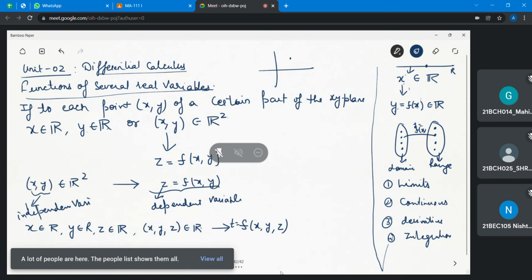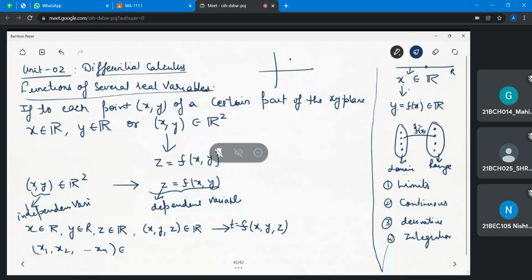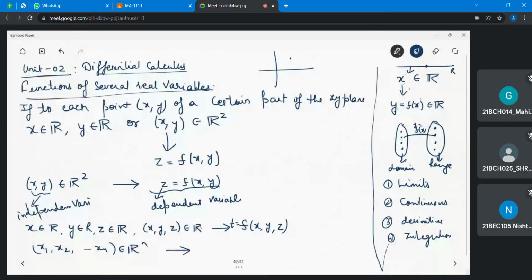to some function f of x, y, z, then this is called a function of three variables. Likewise, we can define a function of n variables. If we have n-tuples x1, x2, ..., xn belonging to R^n, and we are able to define a function f of x1, x2, up to xn, then this is called a function of n variables, right?